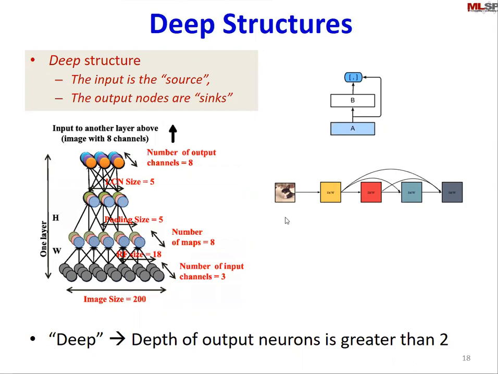So what is a deep network? A deep network is a network where the depth of the output neurons is greater than 2. So is the figure to the top a deep network? No, the depth is only 2, right? But what about the one to the left? Yes. The depth is 3. That is a deep network. That's a formal definition.